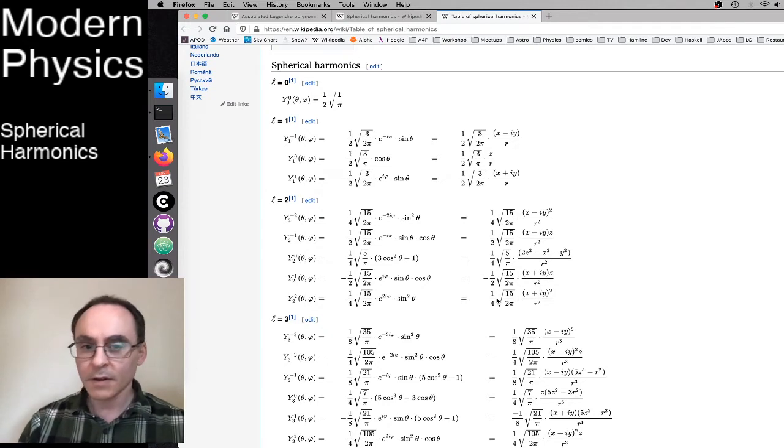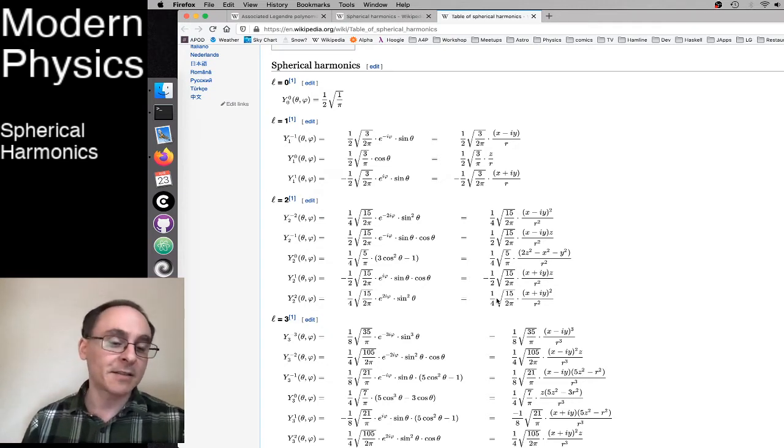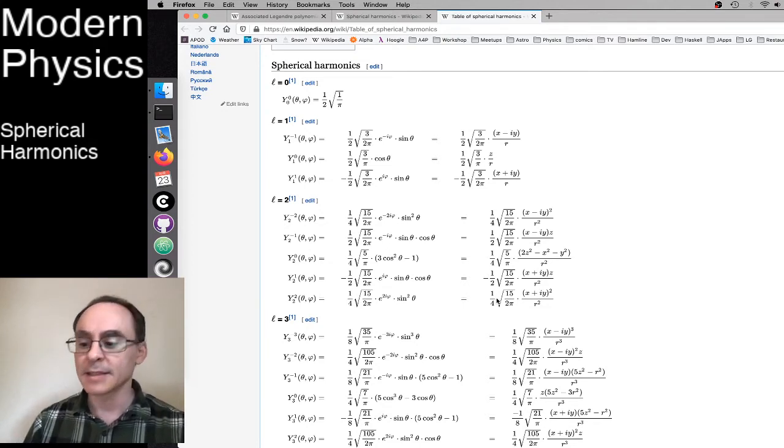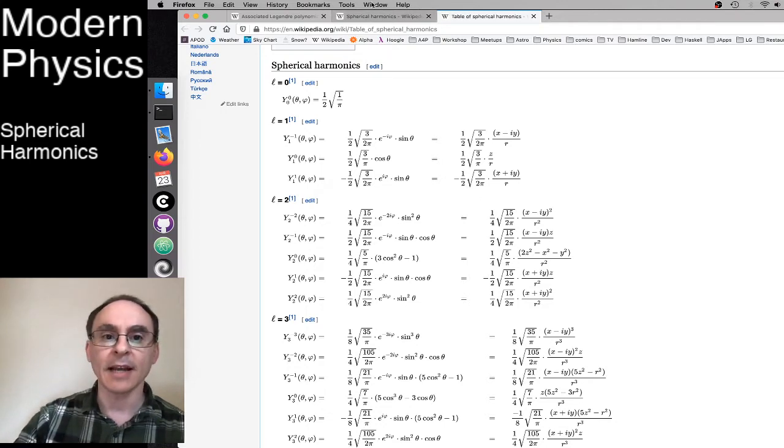So that's just a function. It's the simplest function as a function of angle. It's just a constant. That's sometimes also what's called a monopole. It means it has no angular dependence. It's just a constant. There's no dependence on angle.